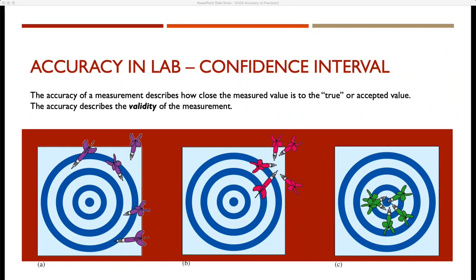When thinking about accuracy in the lab, accuracy describes how close the measured value is to the true or accepted value. It's also a description of the validity of the measurement. The best way to determine the accuracy of your measurements is to use a confidence interval. This is a statistical test that will tell you if the true value belongs in the data set that you've collected or not.